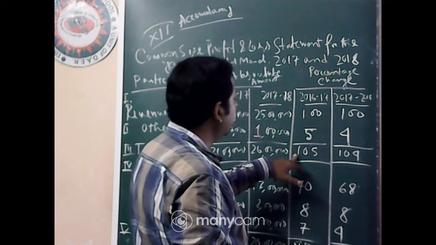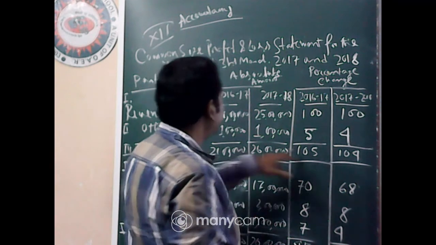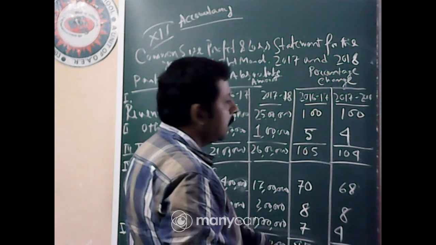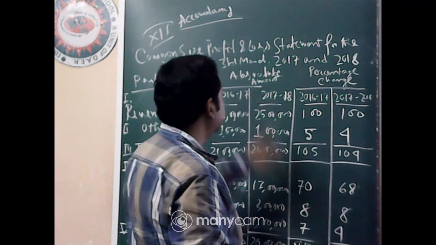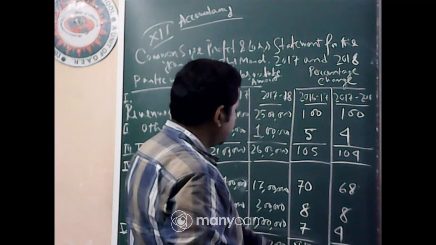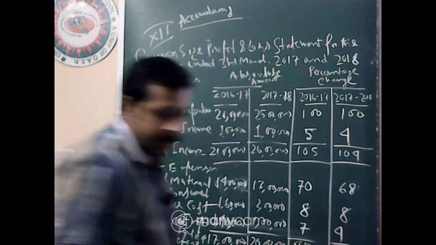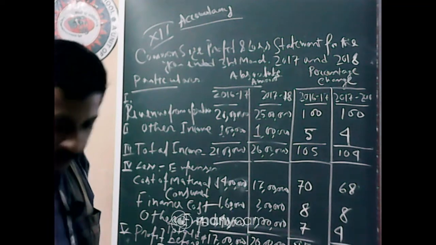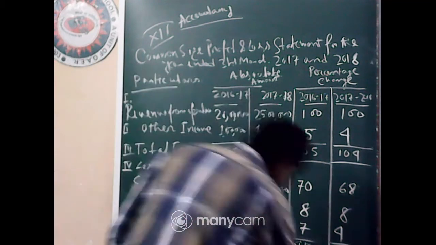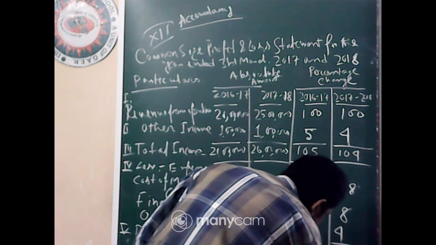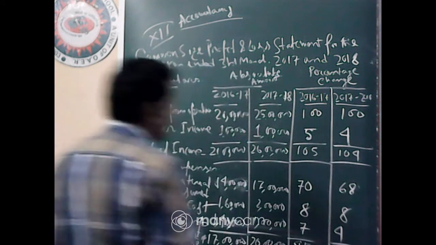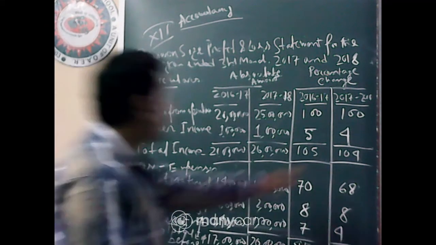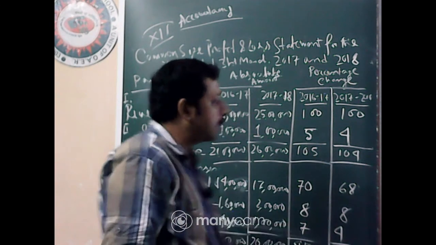So 105 is total income percentage and 85 is total expenses percentage against sale. So what will be the difference? The difference will be the 20, and here difference will be the 24. Okay, 104 minus 80, that is 24.